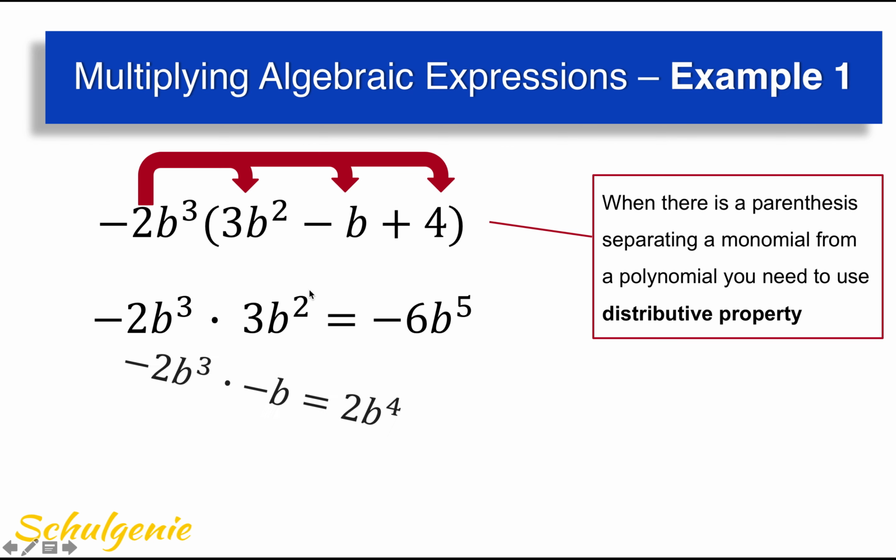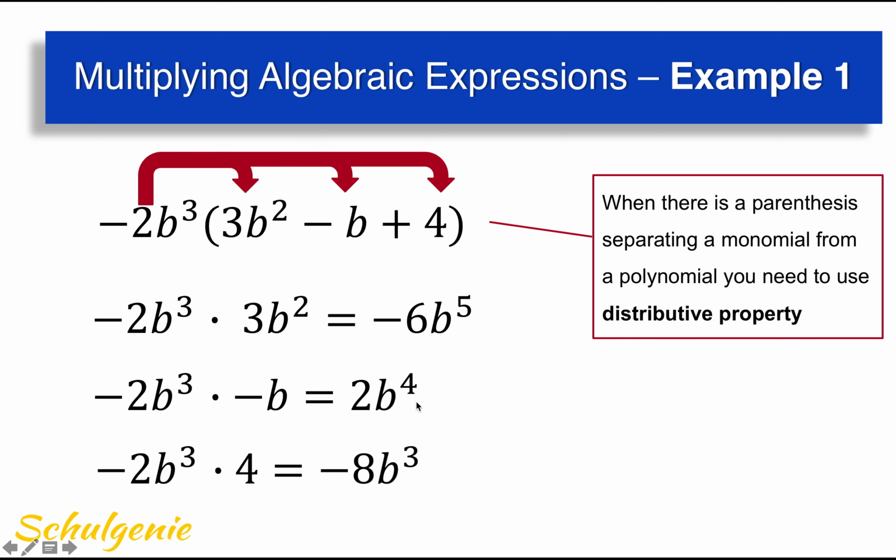Now, for the second multiplication, it's negative 2b cubed times negative b. You multiply negative 2 times negative 1, the imaginary 1. You're going to get 2. And then for the variable, you're just going to add the powers, so 3 and power of 1. And you're going to get b to the power of 4.